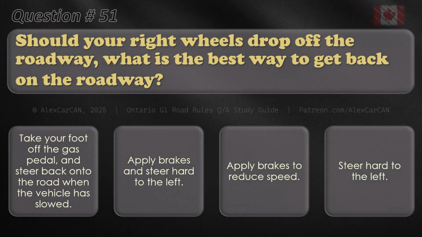Question number 51. Should your right wheels drop off the roadway, what is the best way to get back on the roadway? Take your foot off the gas pedal and steer back onto the road when the vehicle has slowed. Apply brakes and steer hard to the left. Apply brakes to reduce speed. Steer hard to the left. The correct answer is take your foot off the gas pedal and steer back onto the road when the vehicle has slowed.